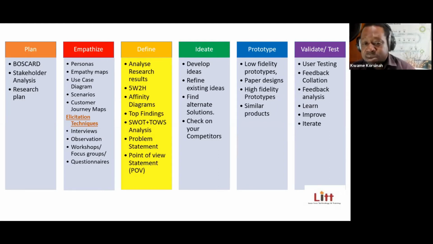We've spent some time on understanding personas and drawing empathy maps. We did not look at use case diagrams, which are more specific to business analyst or product owner workshops. We would also touch on storytelling, which is also part of scenarios, and we also had a session on customer journey maps. The elicitation techniques we are using in most of our discussions are interviews, observations, workshops, focus groups, and questionnaires.